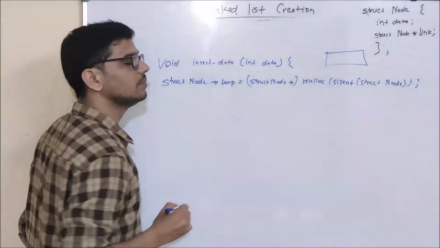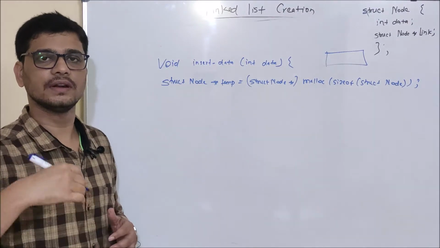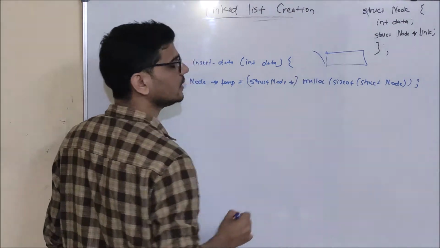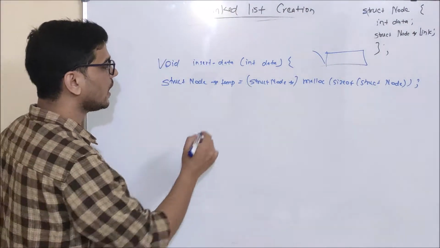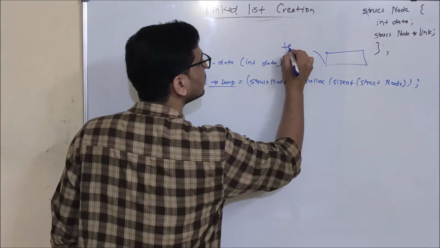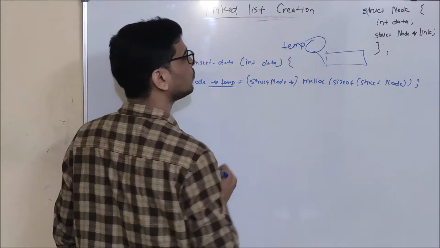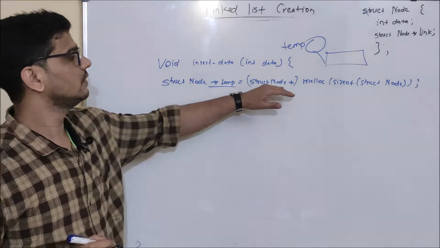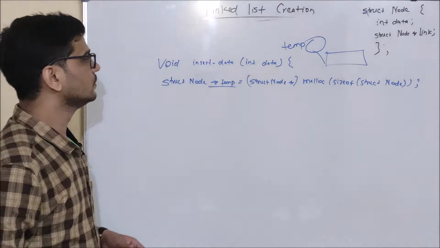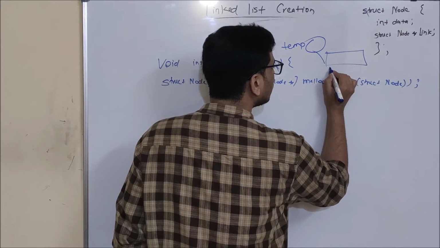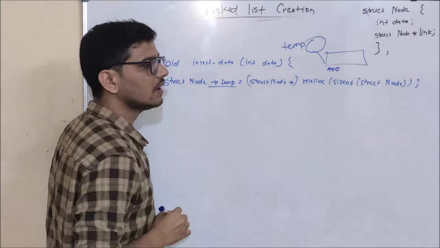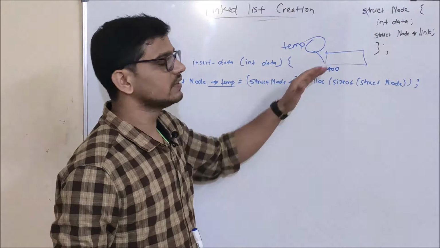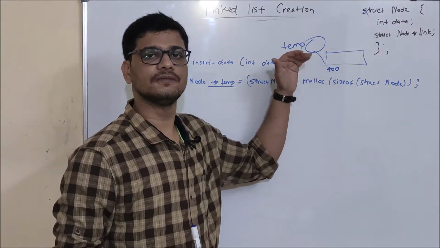Malloc function will take a memory block from operating system and will return to us the starting address of this memory block. And I am going to capture this particular address in a temp pointer. Okay, and what will be the type of temp pointer? Struct node star. Okay, and here I am typecasting it. So suppose malloc function has returned us 400, that is, after taking the memory block from operating system, it is returning the starting address, and this starting address is 400.